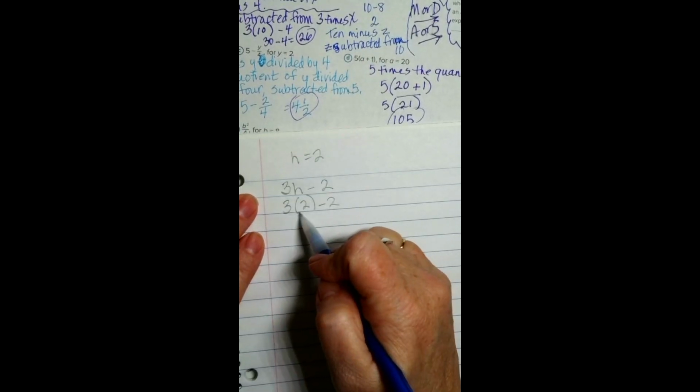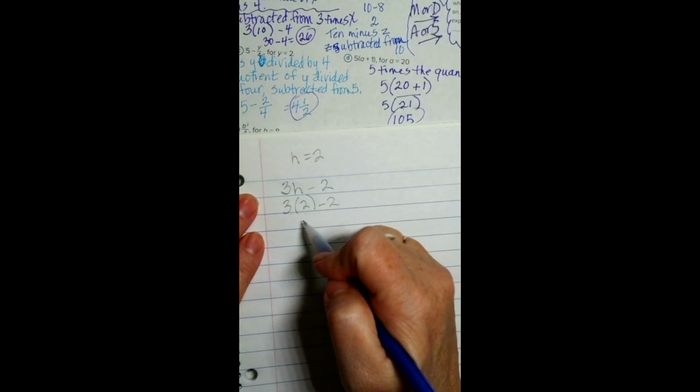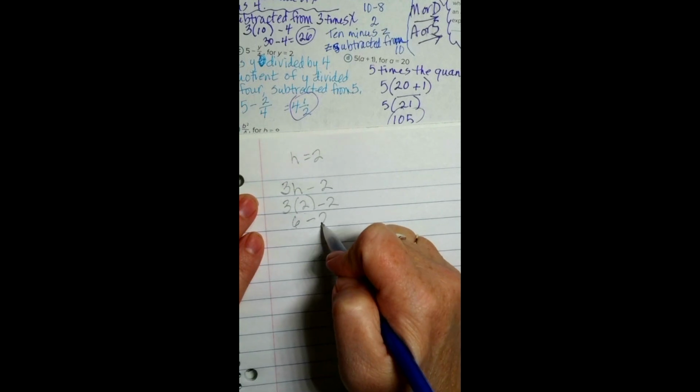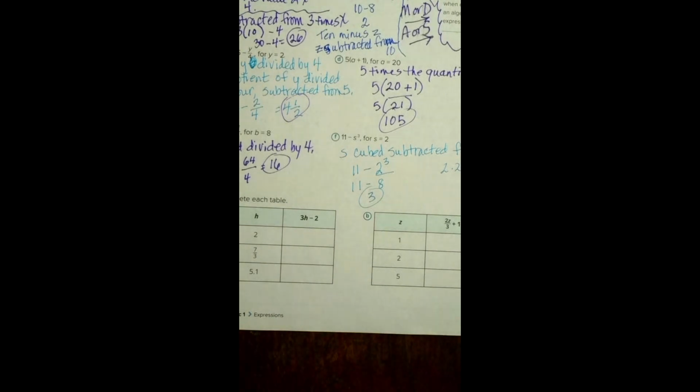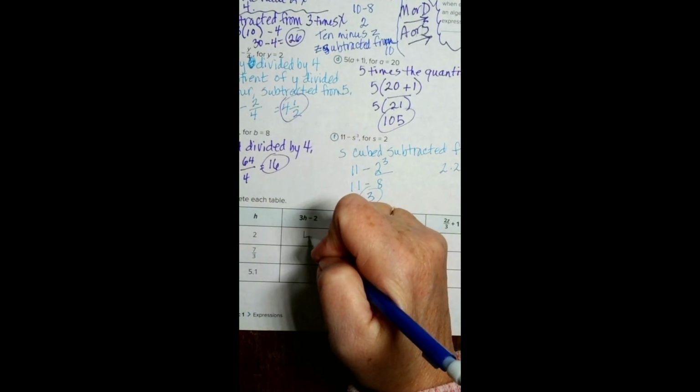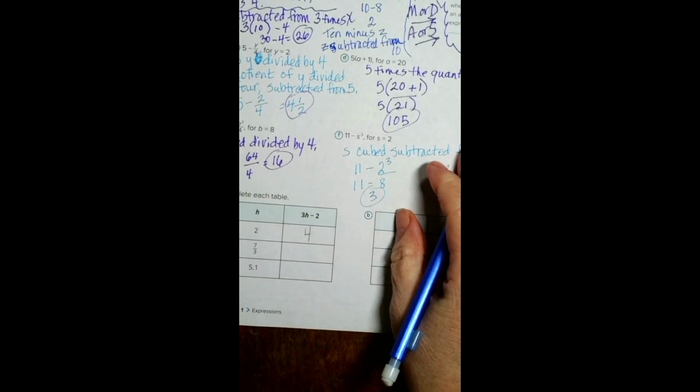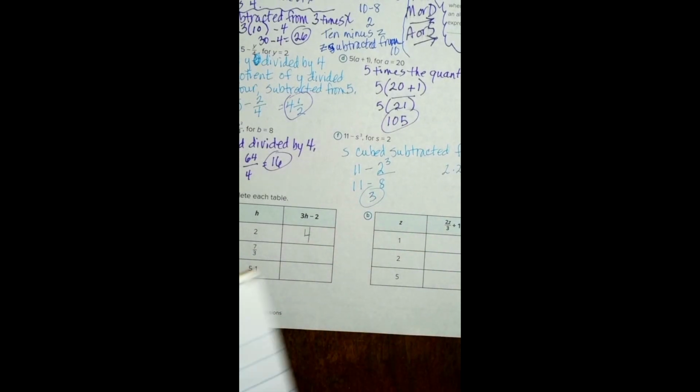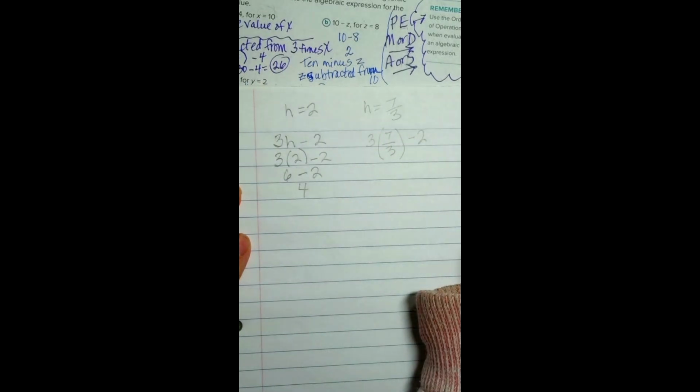Order of operations says multiplication comes before subtraction. So 3 times 2 is 6, minus 2, we have a value of 4. Okay, so now we have 7/3. So h equals 7/3 now. So we still have 3 times h, so 3 times 7/3 minus 2. Okay, I'm going to put this over a 1.